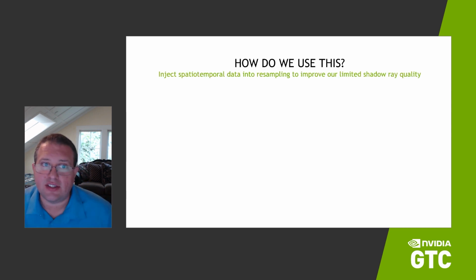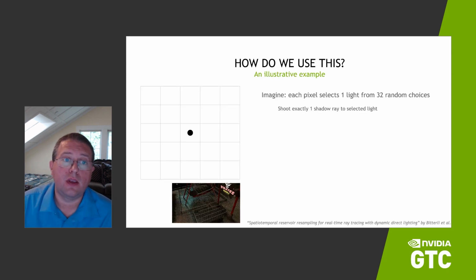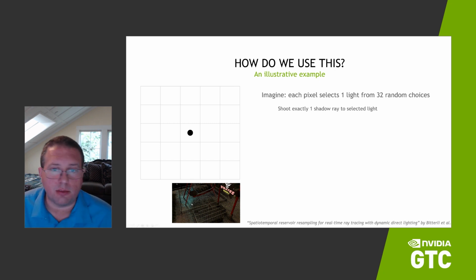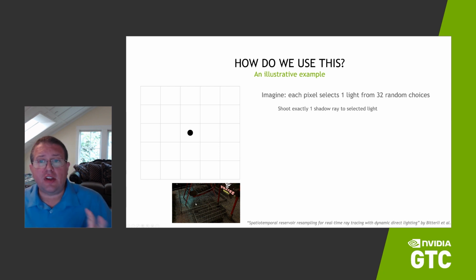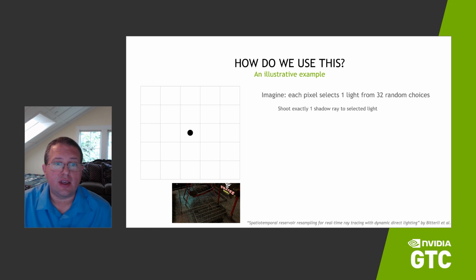How do we inject data into the resampling to improve our shadow ray quality? So let's look at an illustrative example of how this might work. This is a complex scene down here from an amusement park with about 3 million emissive triangles. Imagine for each pixel we pick 32 of them with some random distribution and then select one of those after doing some reweighting, and that will give us something that looks like this image down here.